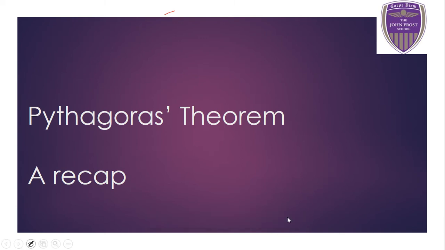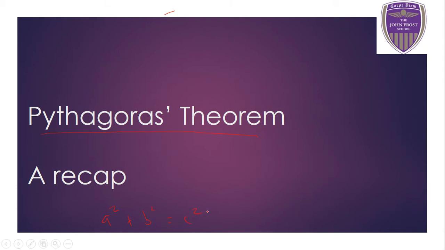Okay, so recap Pythagoras' theorem. We've done it in previous years. Remember the theorem, the famous theorem. Remember, it's a squared add b squared equals c squared.